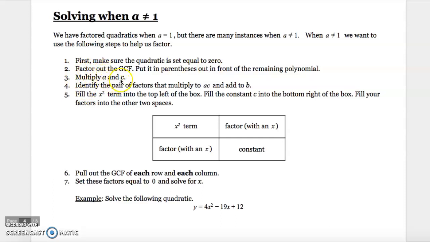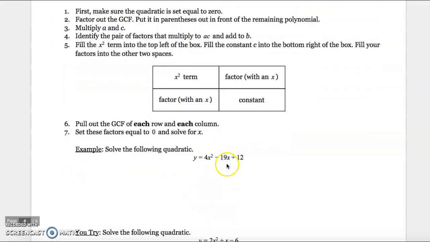Then we're going to multiply our a and c value together, and because a isn't equal to 1 this time, you'll actually get a different number than your c value. We'll use our table to identify factors that multiply to AC and add to B, so that's all pretty normal. And then we're going to use this reverse box method. I'll just be referencing these steps as I go through the example, okay?